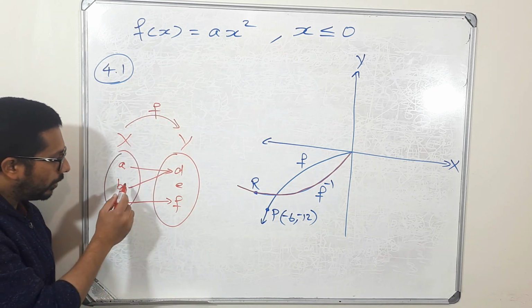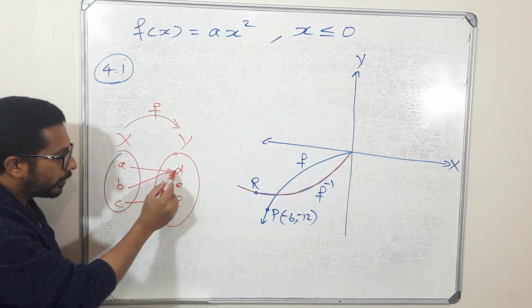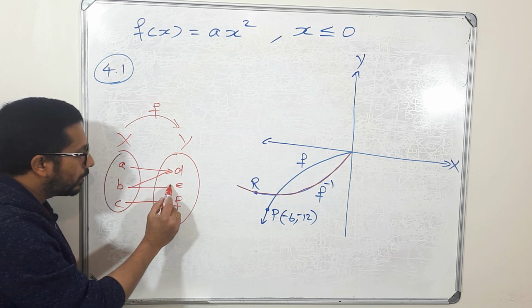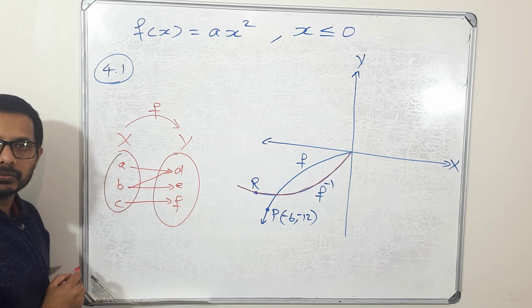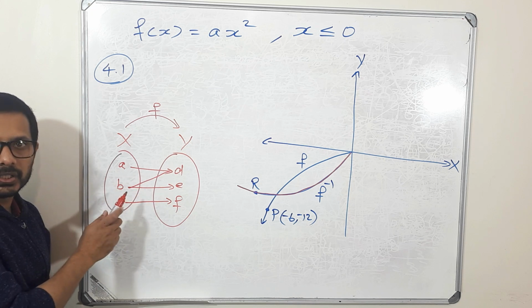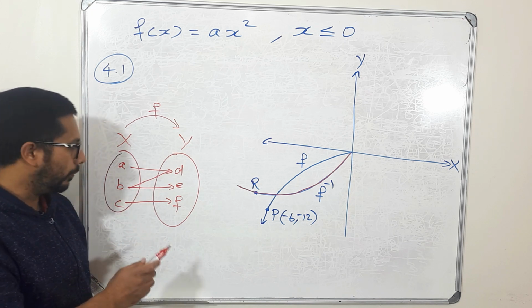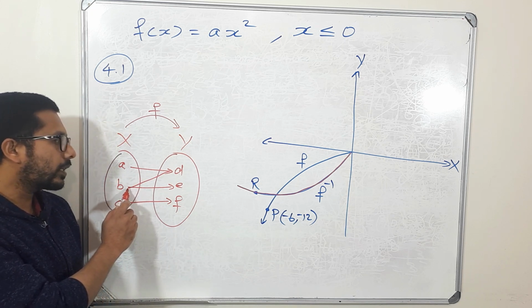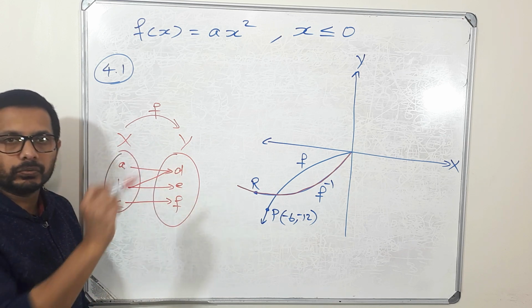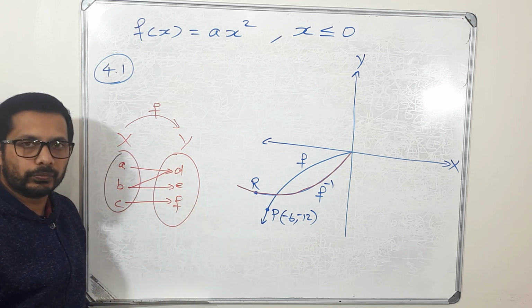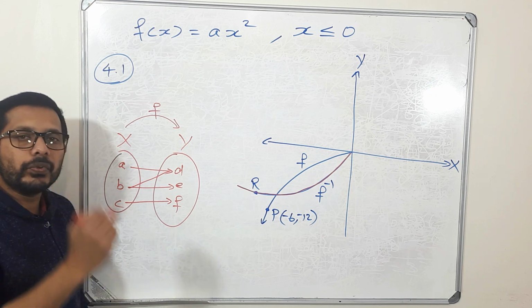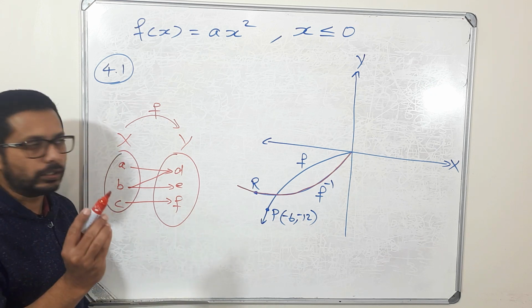But if it is like this, b is related to d, and if this b is related to e also, then this is not a function. Why is it not a function? Because this b is having two relations with y, so it is not a function. Okay, so for every x value only one y value.